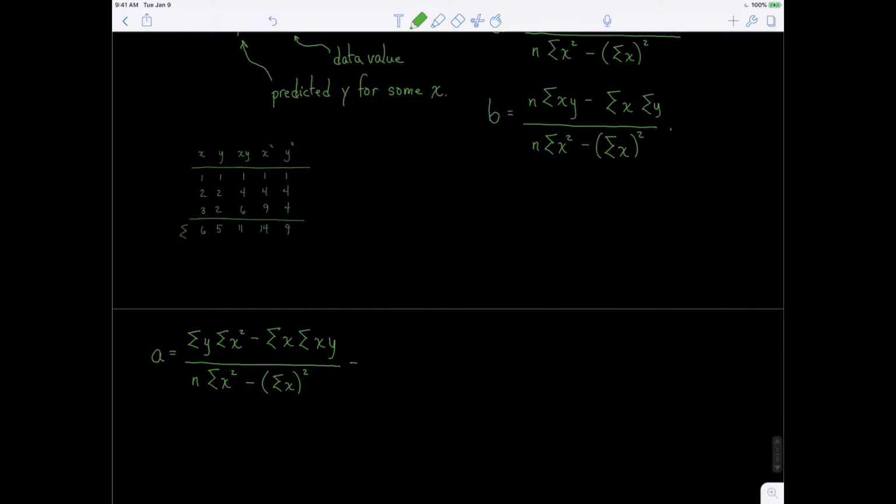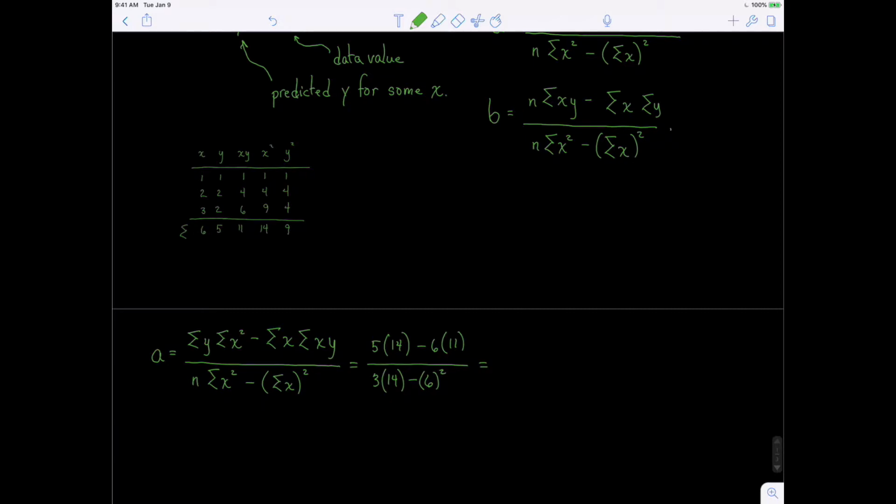Notice with the table we have everything. The sum of the y's, we said that was 5. The sum of the x's squared is 14. Minus the sum of the x's, which is 6. The sum of the product of x and y is 11. And we're going to divide that by n, the number of ordered pairs. There were 3 ordered pairs. The sum of the x's squared is 14, minus the sum of the x's, which is 6, and then we have to square that.